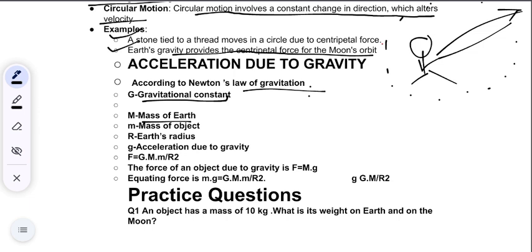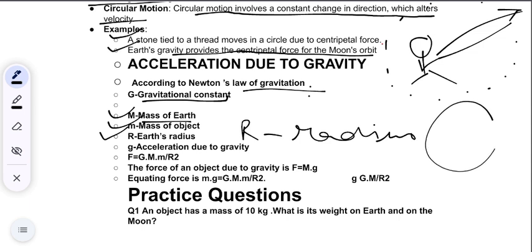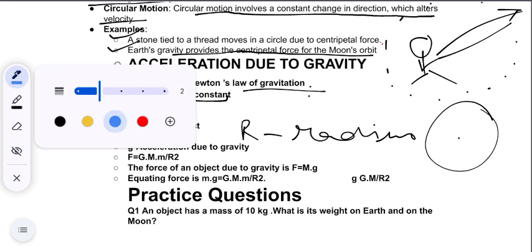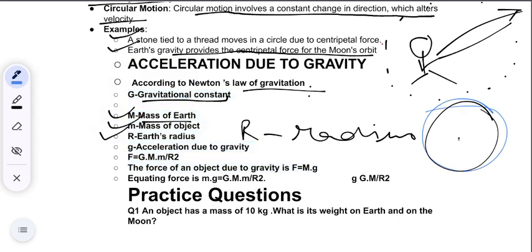Capital M, mass of the earth. Small m, mass of object. R, earth's radius. R for radius. Radius of earth means distance of earth from a fixed point. This is earth, fixed point. It is not completely earth, but yes, R a figure. Distance from this point to this point can be defined as radius. Small g, acceleration due to gravity. It decreases as the radius increases. If radius increases, then acceleration due to gravity will decrease.